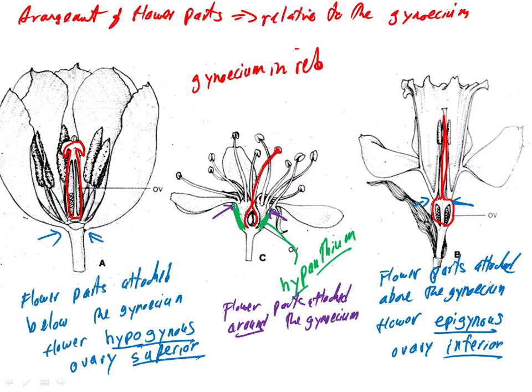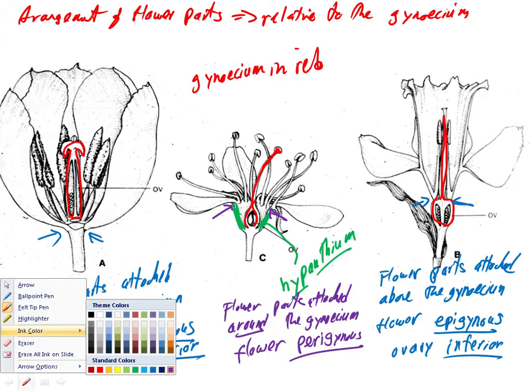So this flower then is called peri, around, gynous. And we pronounce that perigynous. So it's the perigynous flower. Now, there is another possibility to be perigynous.